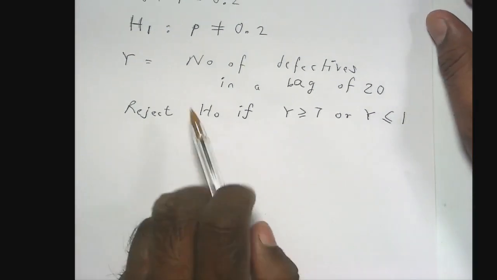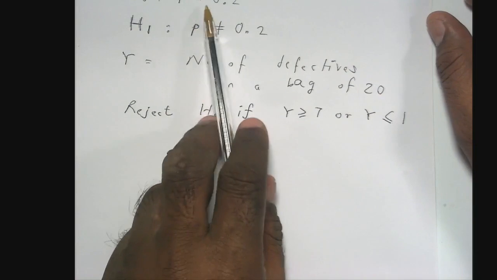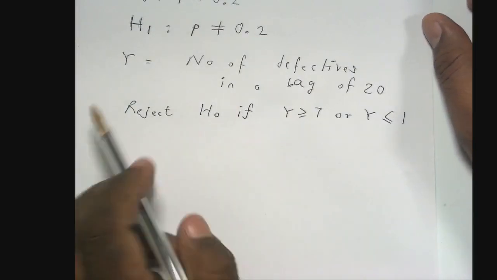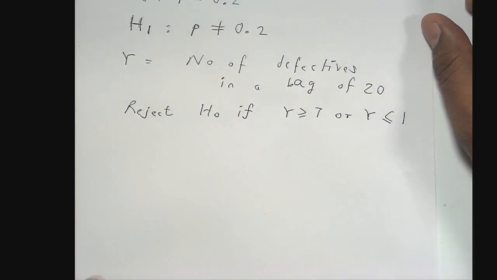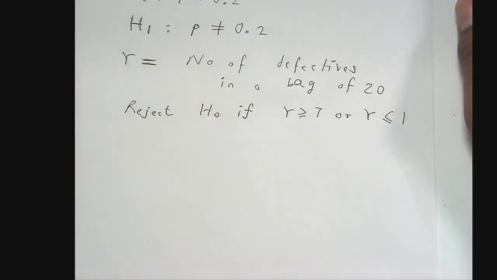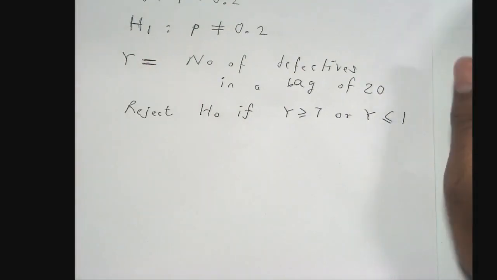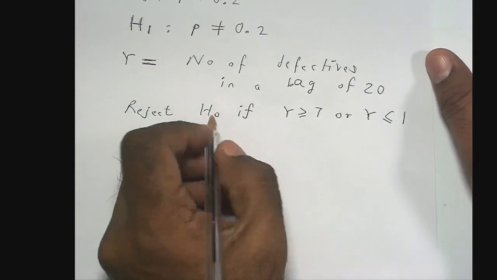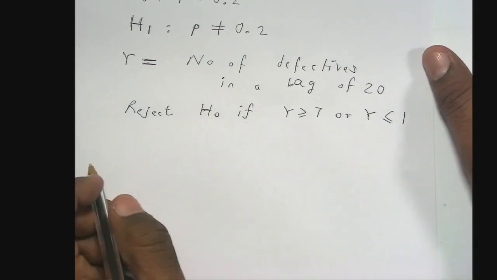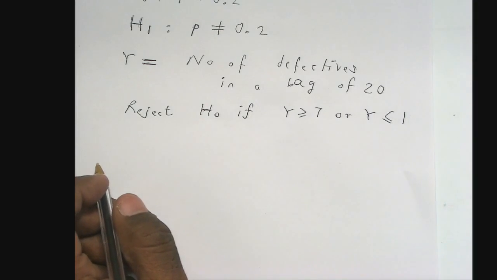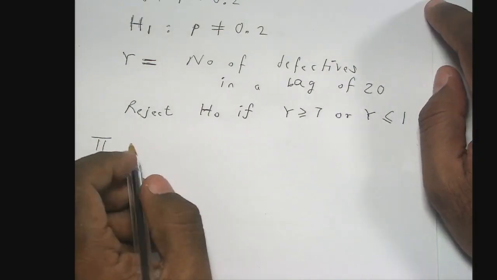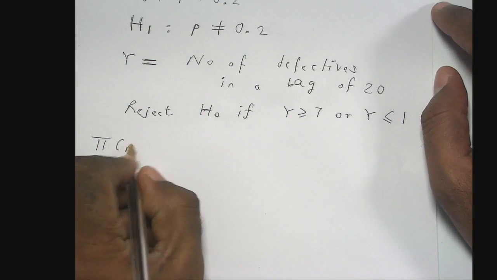Anyway, the question here is that you're testing for p equal to this versus p not equal to this, where p is the proportion of defectives, and y is the number of defectives in a bag of 20. We reject the null hypothesis H0 if this or this happens. The first question is to find the power function at p.